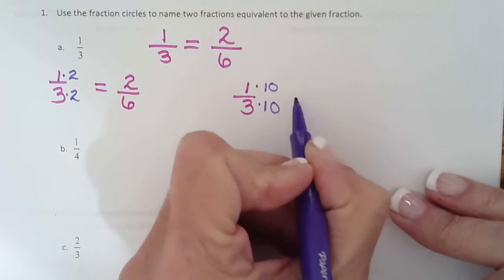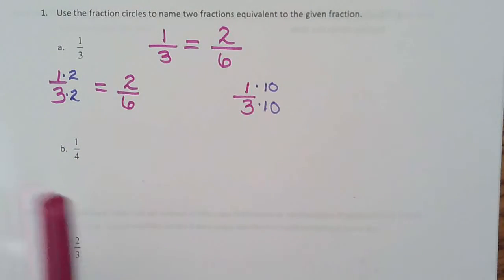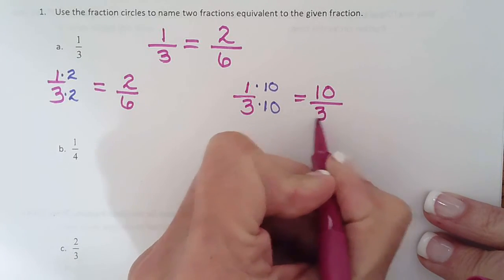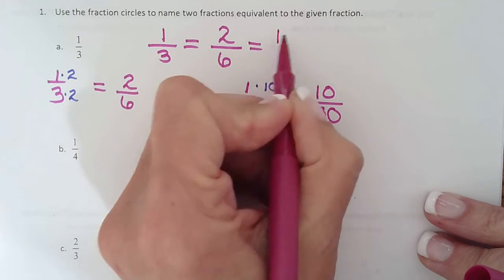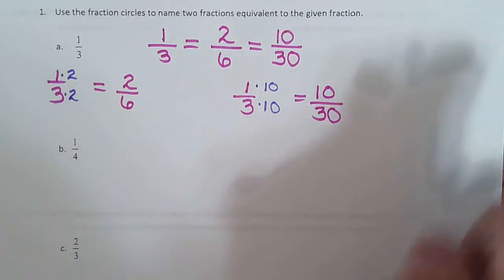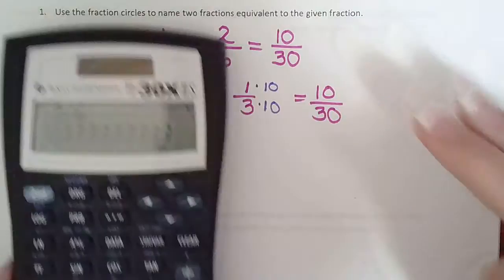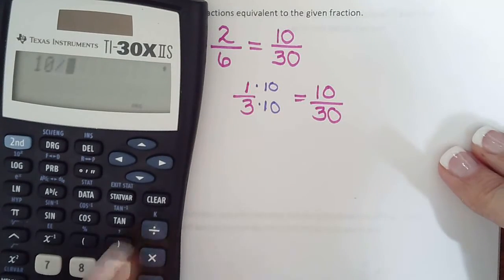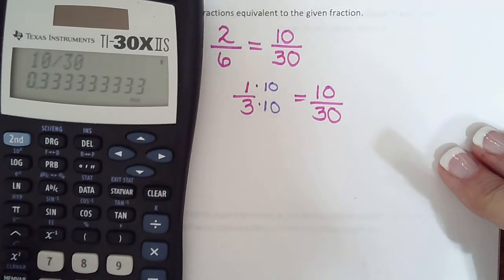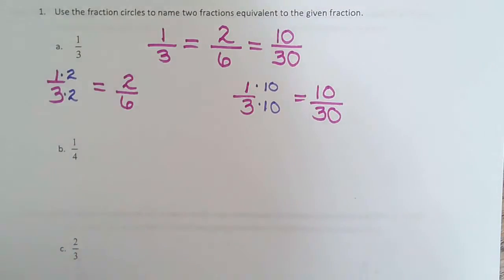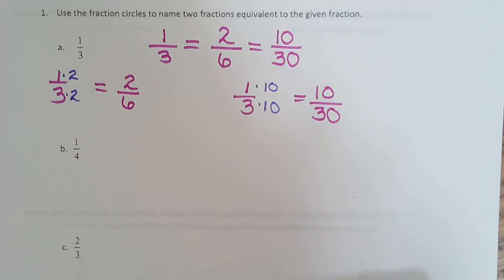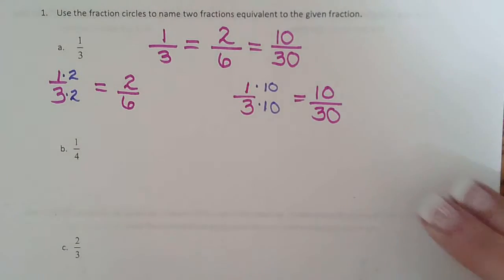10/10. That gives me 10/30. And if you want to test, if you don't believe it, we can't multiply 10 and it'd still be the same. But watch this. 10 divided by 30. Same number, 0.33333. So as long as you multiply by 1, the same number for numerator and denominator, you will always get equivalent fractions.